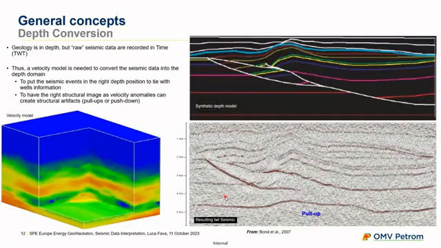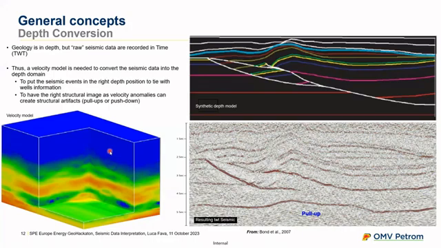Now, as I said, most of the seismic lines are acquired in time, so they need to be converted in depth, meaning we need to build a velocity model like this one on the left that can push down the horizon that we have interpreted and the fault that we have interpreted on the seismic down to the right position in depth.